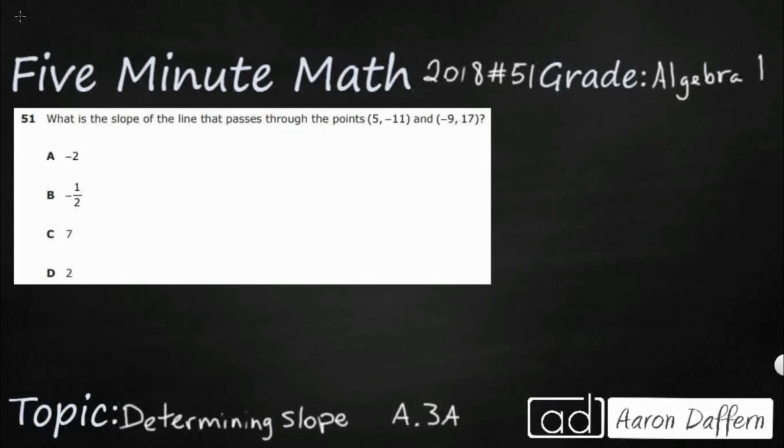Today we are looking at the Algebra 1 concept of determining slope. This is standard A.3A in the great state of Texas, and we are using item number 51 of the 2018 released STAAR test. If you haven't done so already, please go ahead and take a moment to pause the video, work this problem out on your own, unpause it, and we will look at our answers together.